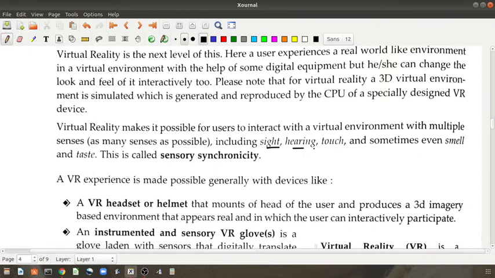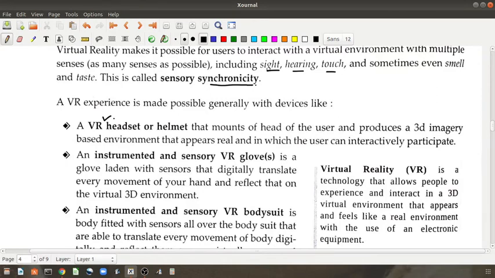And there are many other senses now getting involved: 4D, 10D, 8D. So sight, hearing, touch, even smell are being used. That is sensory synchronicity, using all the senses that is possible. These are some examples. VR headset: if you have seen a VR headset, it's like a big thick glass. You wear it as a headgear, and inside that you put your mobile phone and turn on a VR 3D video, and then you can see the entire 3D video inside that VR headgear.